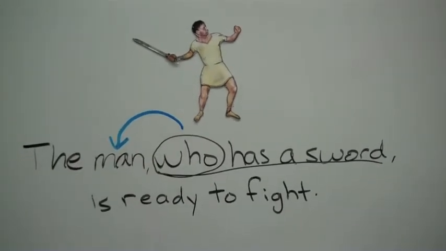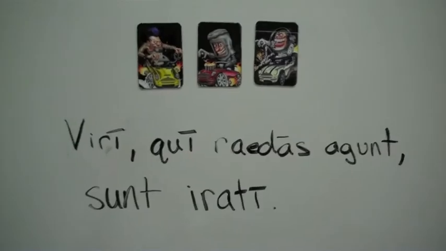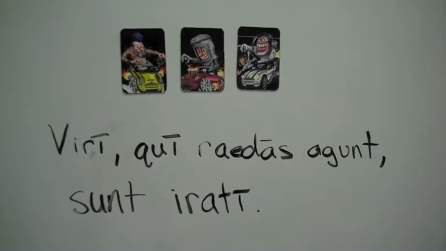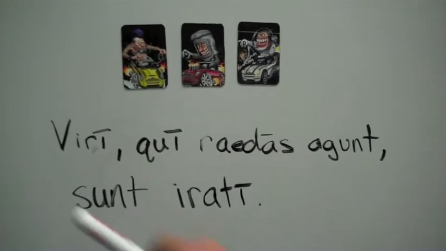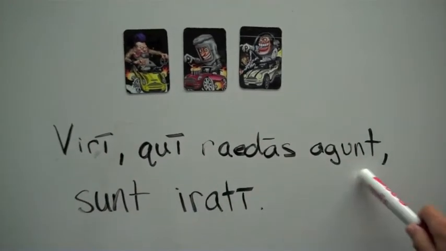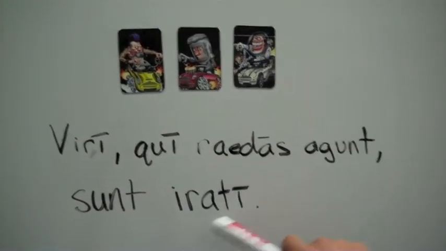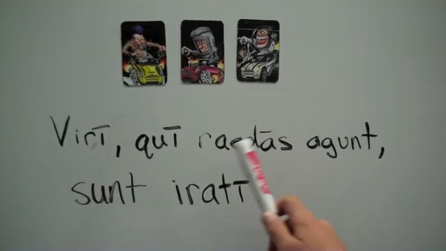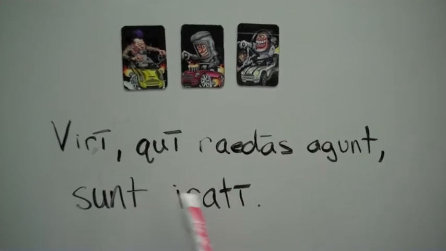Now let's take a look at a Latin sentence. Now let's look at an example of a relative clause in Latin. In the sentence, viri qui rhedas agunt sunt irati, meaning, the men who drive the carriages are angry.